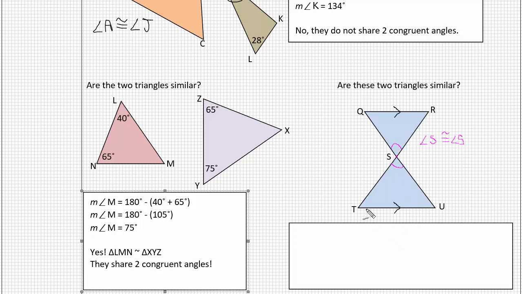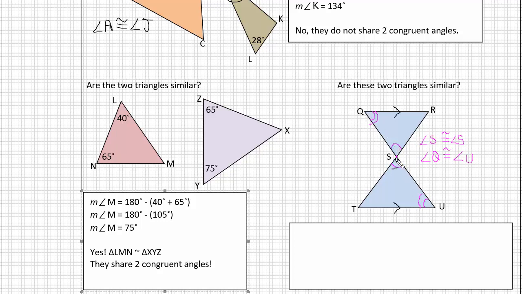I also know, because these are parallel lines cut by a transversal, that there are alternate interior angles. So there's a couple pairs, but angle U is on the inside of the parallel lines, as is angle Q, but they're on opposite sides of the transversal. So we also know that angle Q is congruent, because they are alternate interior angles, to angle U.